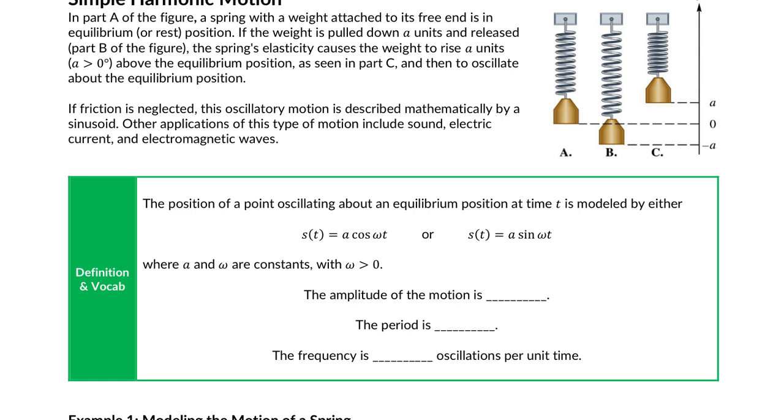is best represented by the kind of function you see here. So we have two options: a times the cosine of omega t, or a times the sine of omega t. So literally nothing's changed except for the function that we're using, sine or cosine.